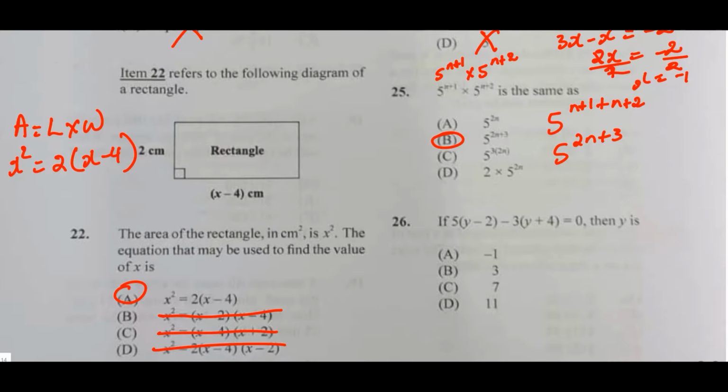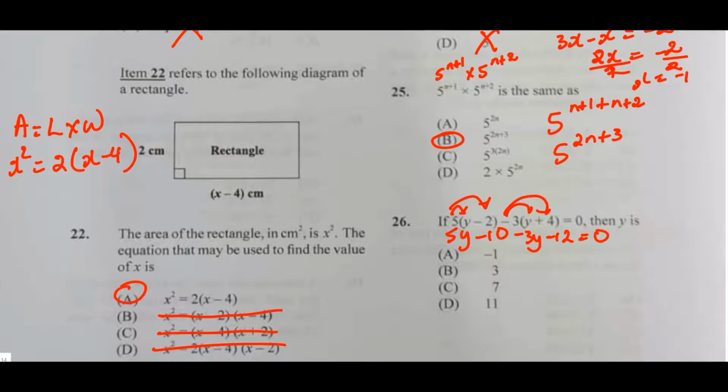So next we have, if 5 times (y minus 2) minus (3y plus 4) is equal to 0, then the value of y is. So we're going to apply our distributive law. So this becomes 5y minus 10. Then you have negative 3 times y gives me negative 3y, and negative 3 times positive 4 gives me negative 12. That is equal to 0.